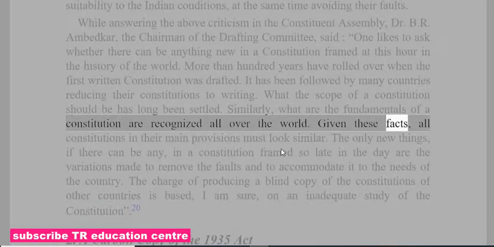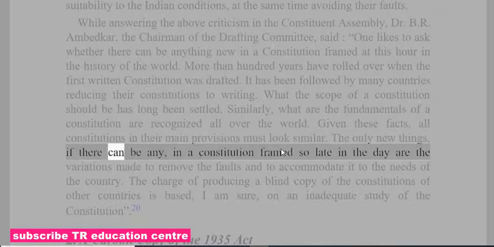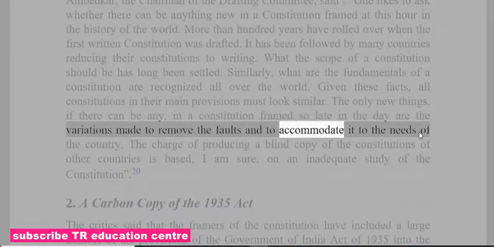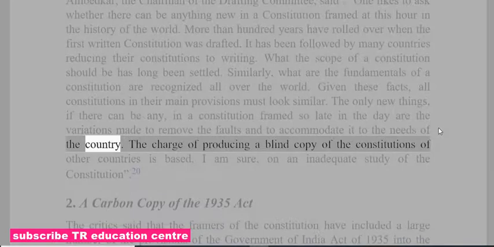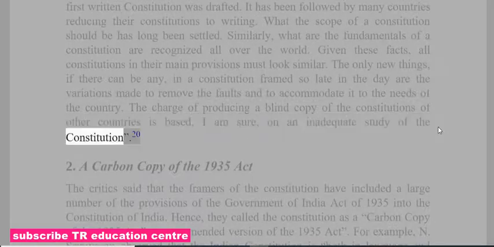Given these facts, all constitutions in their main provisions must look similar. The only new things, if there can be any, in a constitution framed so late in the day are the variations made to remove the faults and to accommodate it to the needs of the country. The charge of producing a blind copy of the constitutions of other countries is based, I am sure, on an inadequate study of the Constitution."